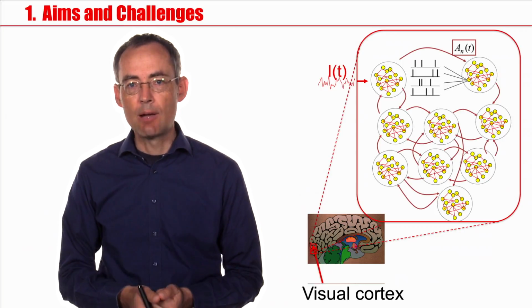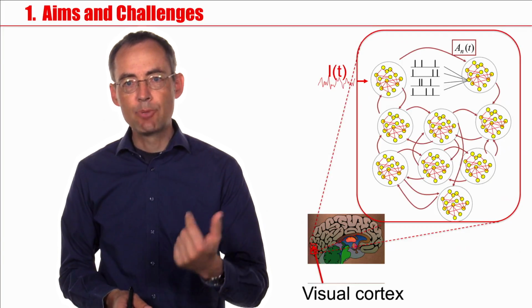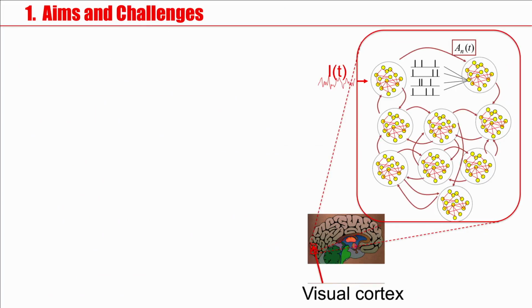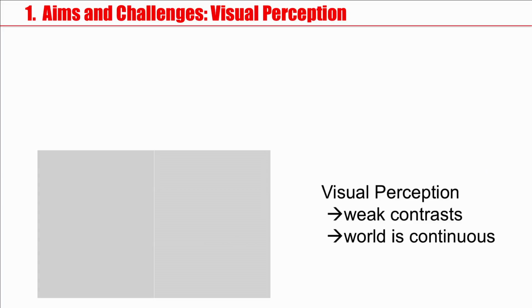Let me give you two examples. First, humans are pretty good at perception, at visual perception. For example, I can show you two gray rectangles and ask, do they have the same gray value? And if I shift them close to each other, it's pretty easy to see that one is a bit darker than the other. So what we exploit here are contrasts, and these are fairly weak contrasts, weak differences between the two rectangles. And we also exploit that the world is continuous. So this is our first example.